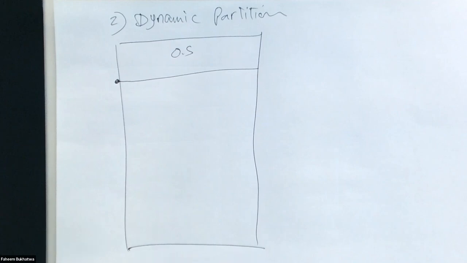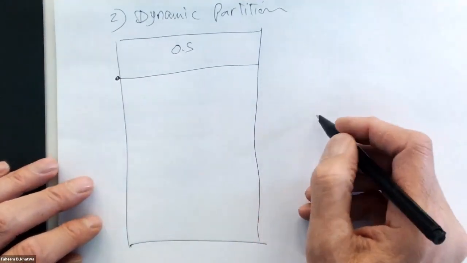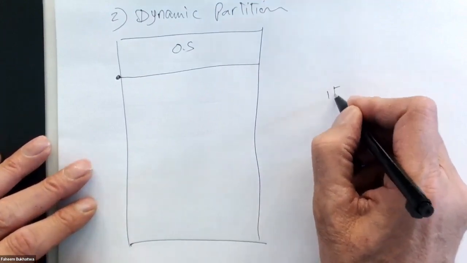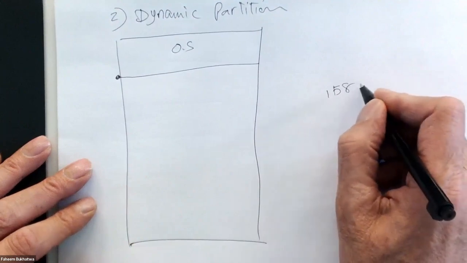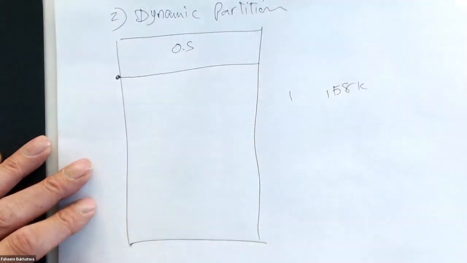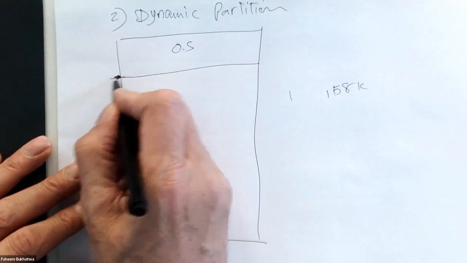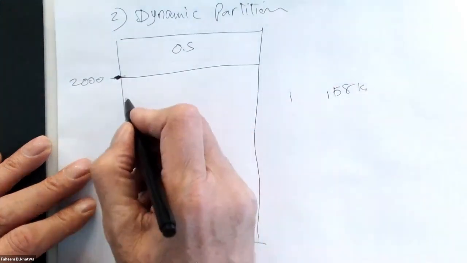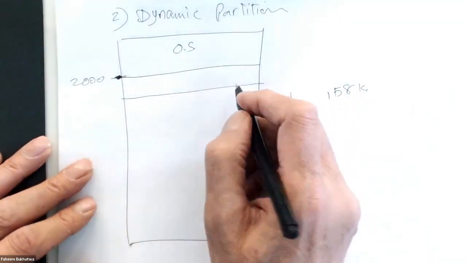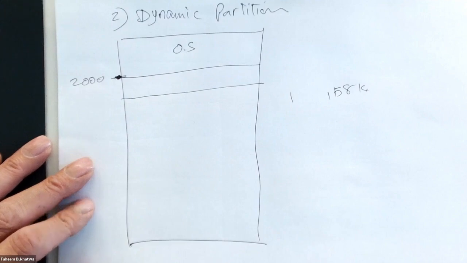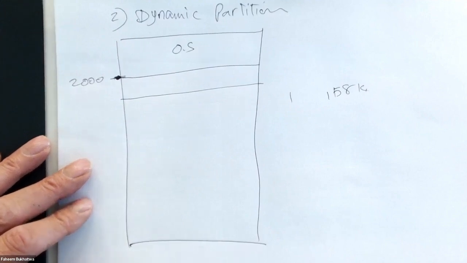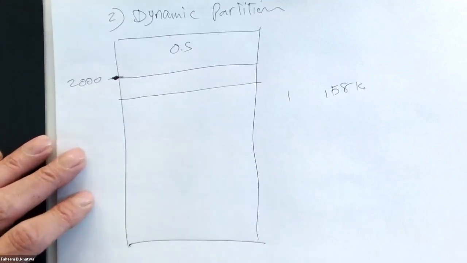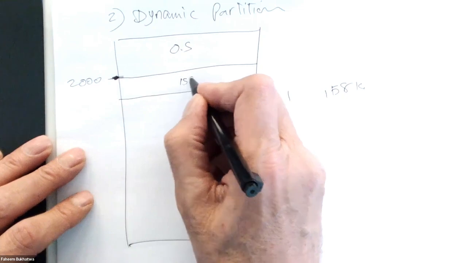Now, a program comes in and says, I need 158 kilobytes. So this program needs 158 kilobytes. Program number 1. So we go straight. For example, all this memory starts at location 2000 or 10,000. Then we give it exactly 158. We don't give it any more memory. So just notice here, there is no internal fragmentation. This is the efficient part of this. We give it exactly 158 kilobytes.